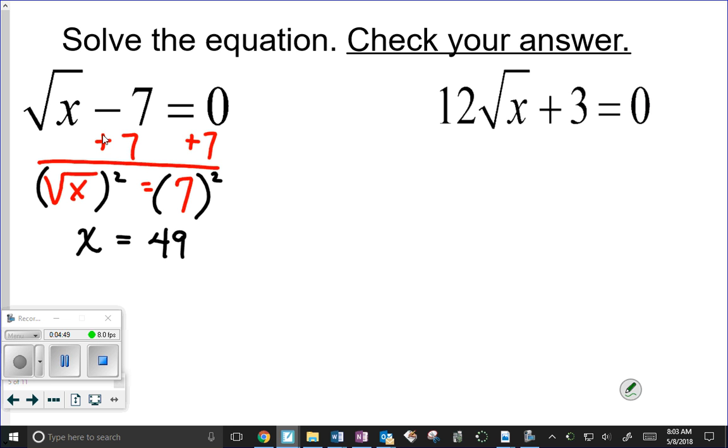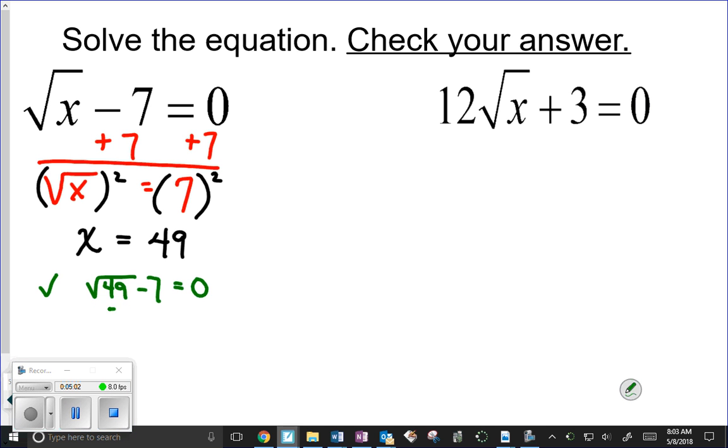So let's just do a check real quick. If I put 49 in there, I'll get the square root of 49 minus 7 equals 0. Well, the square root of 49 is 7. 7 minus 7 equals 0. That is true. That does work. So I'm good there. No extraneous solutions. I only have one answer.